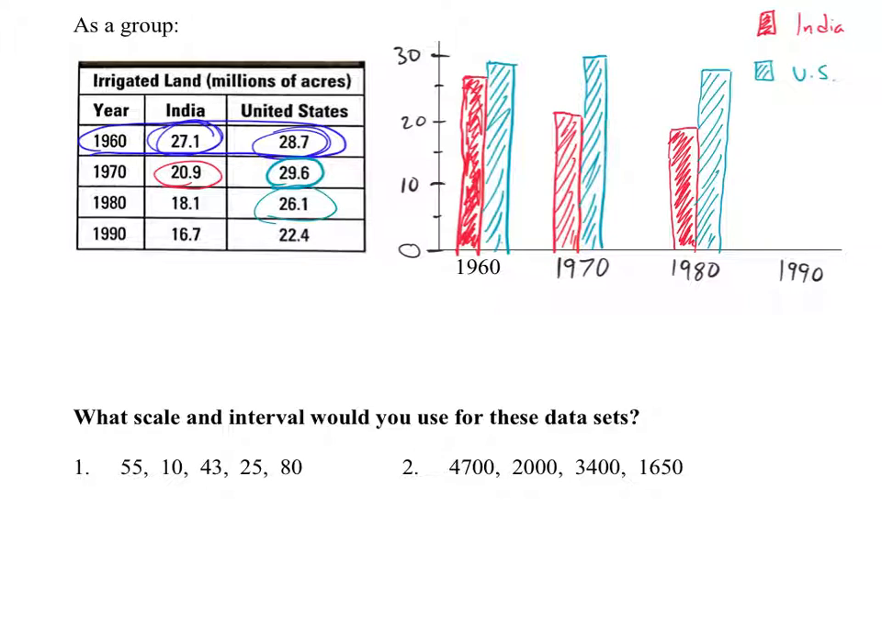Then you could do the last ones for 1990 also. So 1990, we have the 16.7, so a little above the 15, maybe a little higher than that.